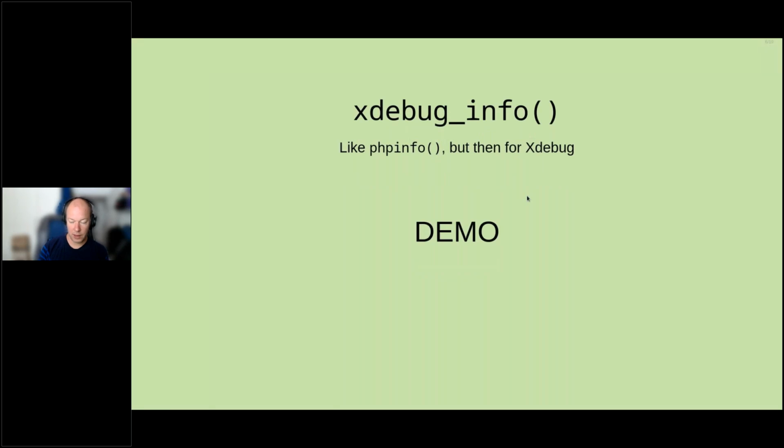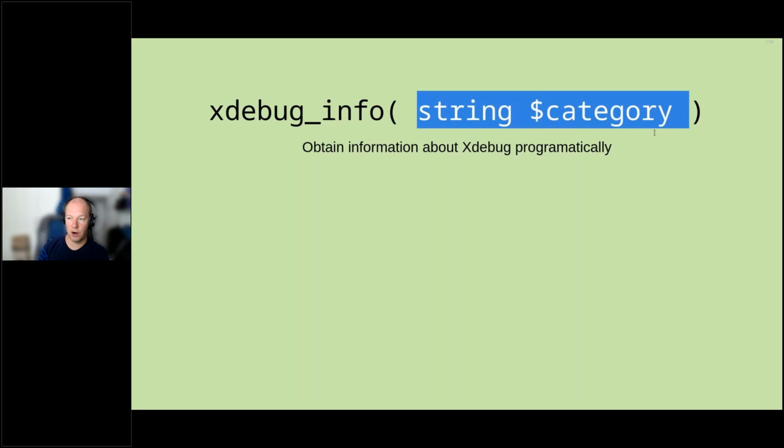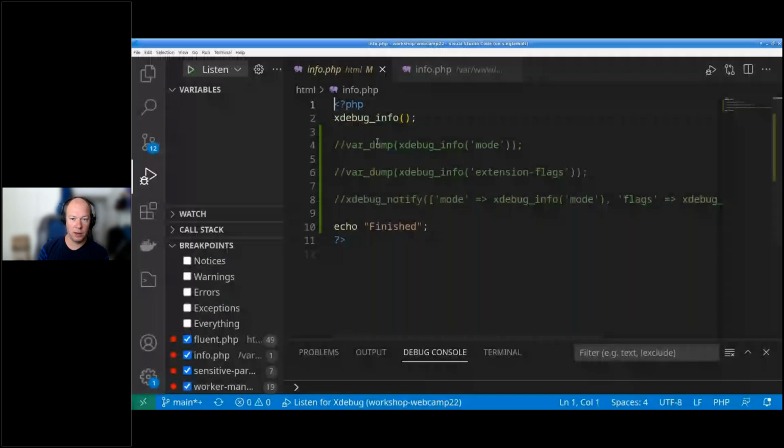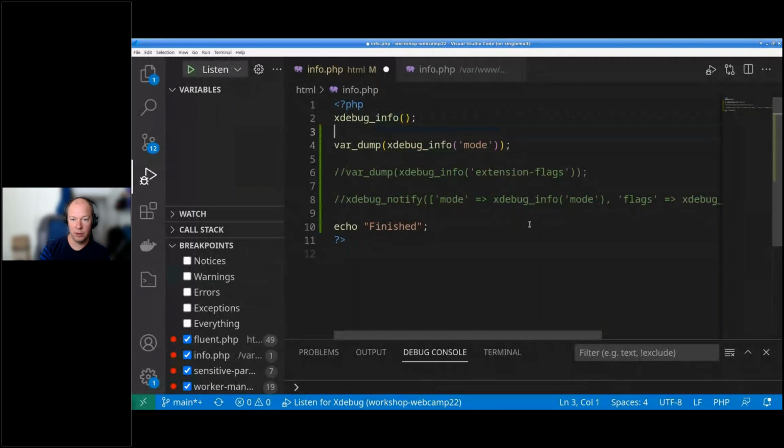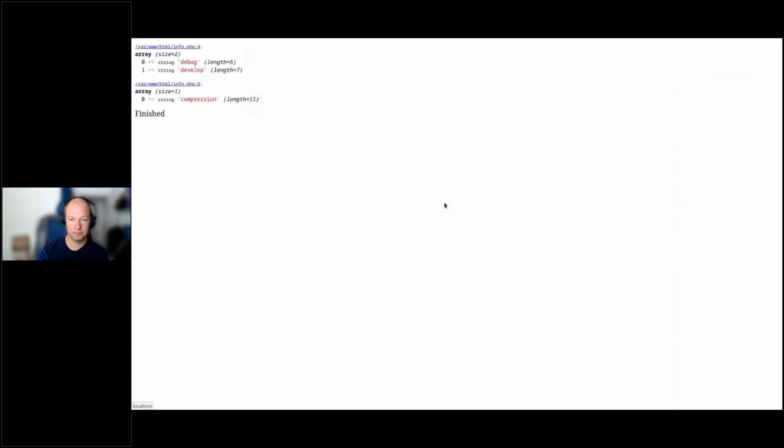Now, there's a few other things Xdebug info can do if you give it an extra argument as a string. And I'll have that in my demo here. So for example, if I do Xdebug info with mode, it will tell me which mode there is. And if I do Xdebug info extension flags, it will tell me some information about which features are enabled in Xdebug itself. So if I now reload this, you'll see that it tells you which modes are enabled. So there's the debug mode and the develop mode as you expect, and that file compression is also one of the flags here.